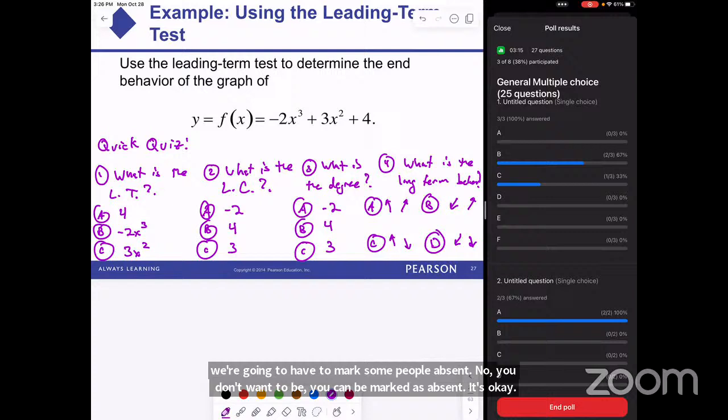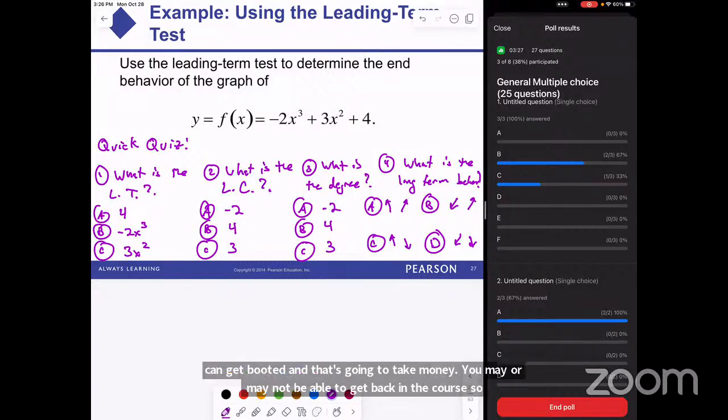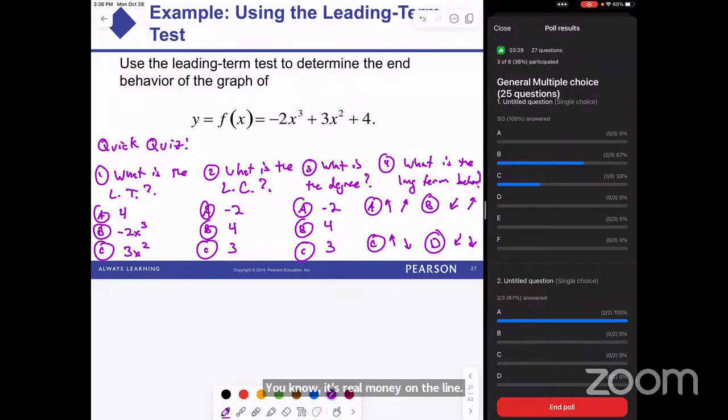Again, be careful about avoiding these, because if you get marked absent enough, you can get booted, and that's going to cost money. You may or may not be able to get back in the course. So it's real money on the line. I know it seems light and playful. All right, I'm going to close the poll and let's go 10 seconds. To submit it, you have to answer the last 2 questions, and then it'll let you submit.